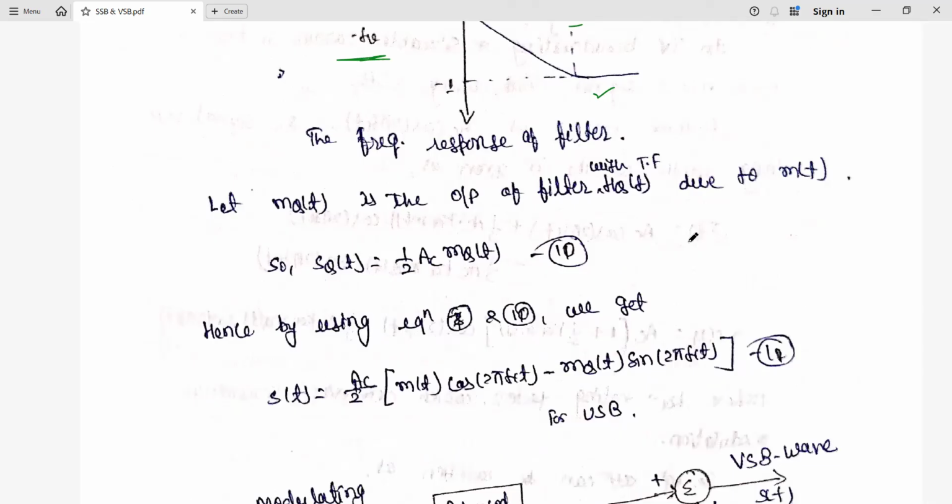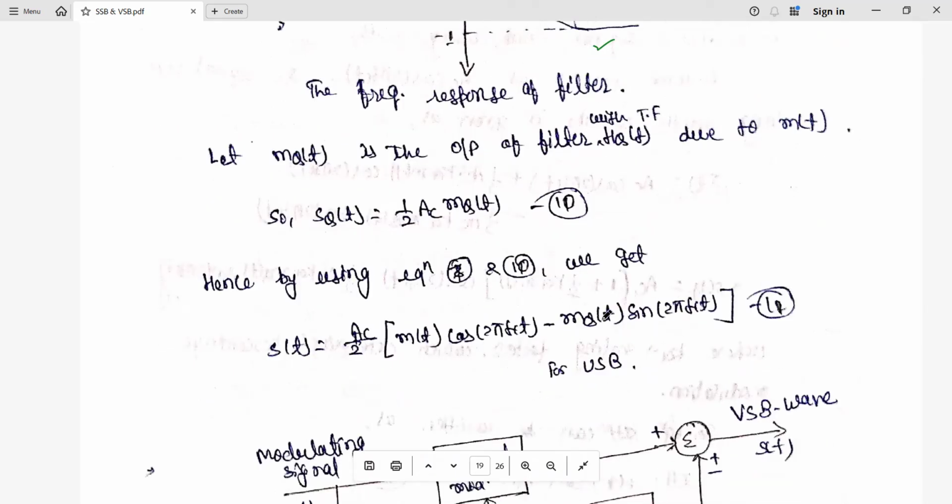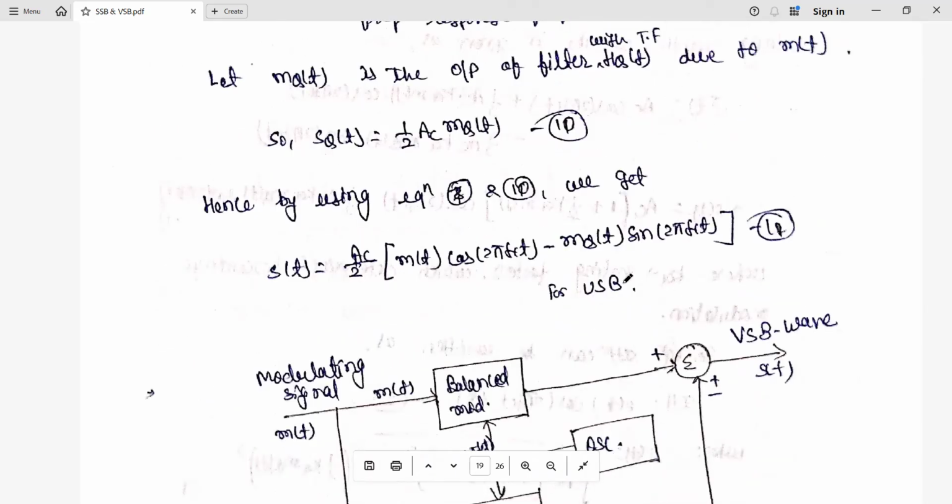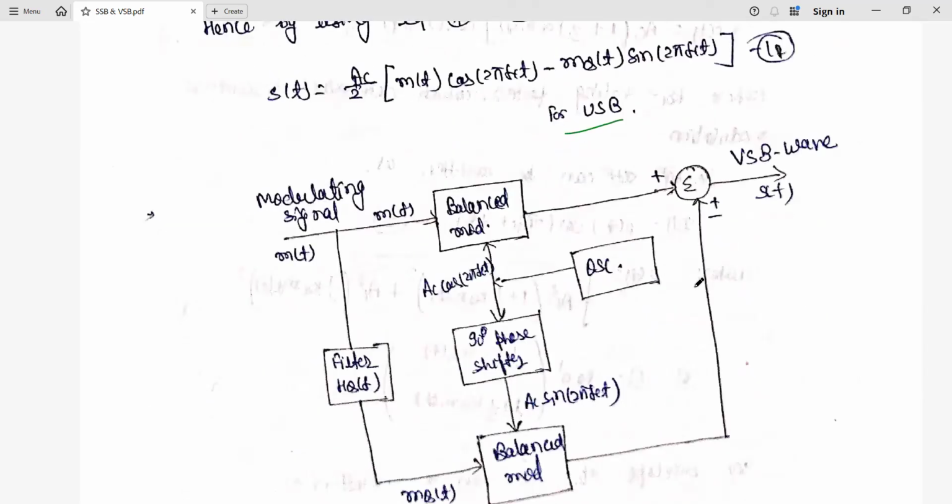Now here mQ of t is the output of the filter. The transfer function is what here? SQ of f due to the m of t. Then we have the quadrature component Ac by 2 mQ of t. So finally, by using these two equations 7 and 10, we got the values of the in-phase and quadrature components. That value is substituted here. Here the sign is minus, so this is the USB component.